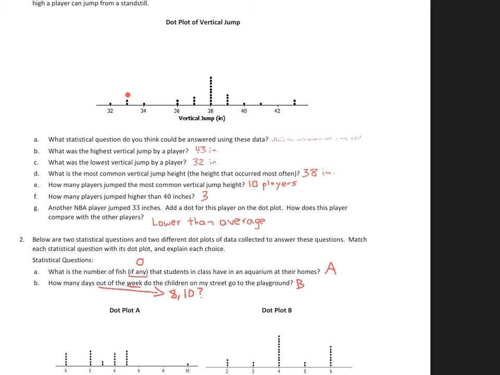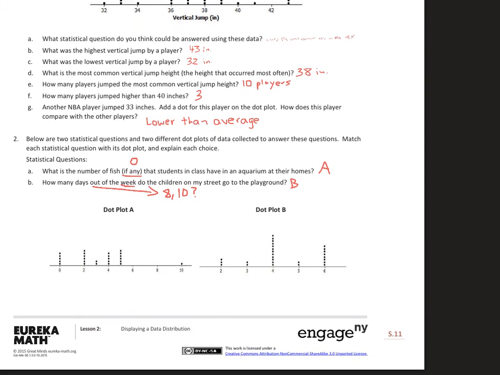For number 2, it's actually pretty simple with just some logic, even if you have no idea what's going on, because if any means there can be a 0, and there is no 0 on dot plot B, so A has to be A. And days of the week, right? How many days during the week? There's only 7 days in a week. How could we have an 8 and a 10, and especially a person at 10? So B has to go with B.